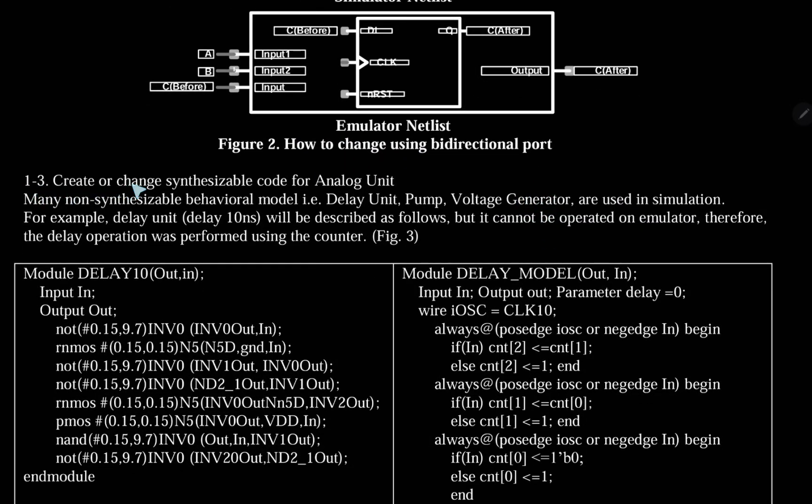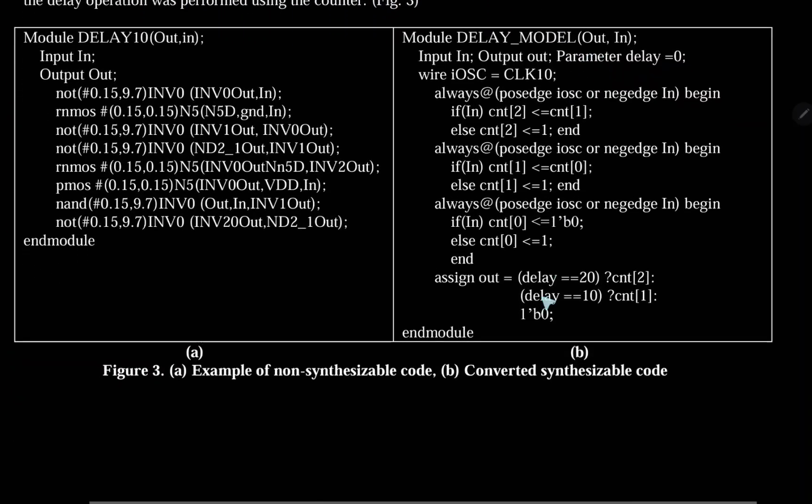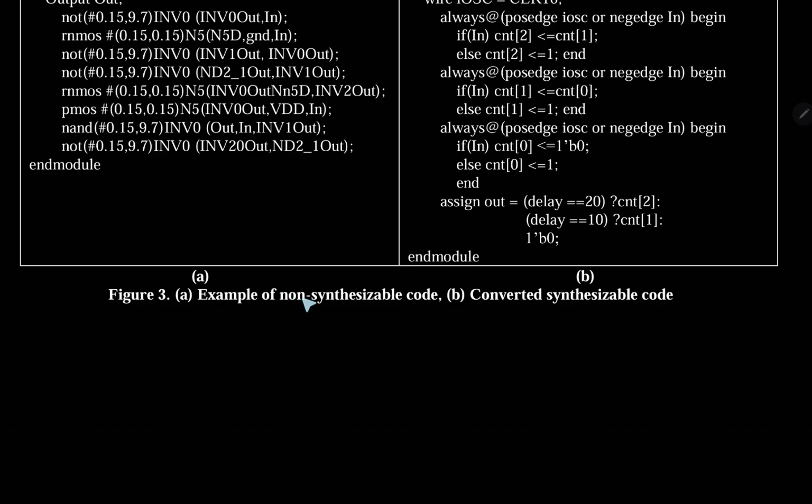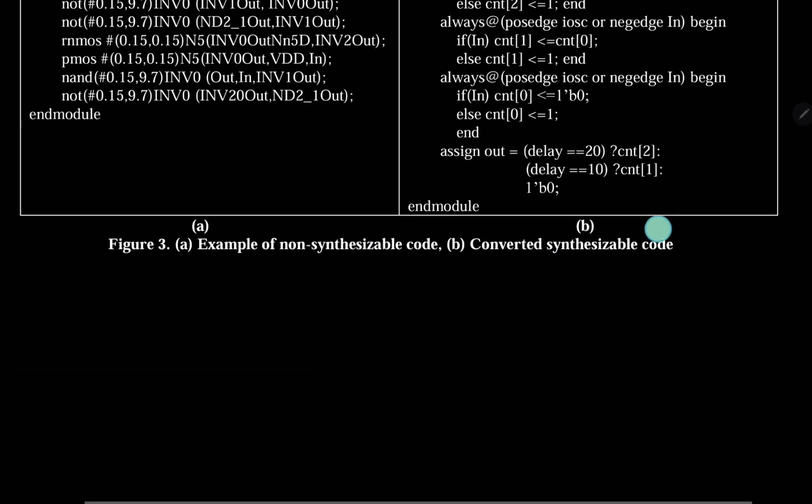1-3. Create or change synthesizable code for analog units. Many non-synthesizable behavior models, that is the delay unit, pump, or voltage generator, are used in simulation. For example, a delay unit, delay 10 nanoseconds, will be described as follows. It cannot be operated on the emulator, therefore that delay operation was performed using a counter. Figure 3. Example of non-synthesizable code converted to synthesizable code.